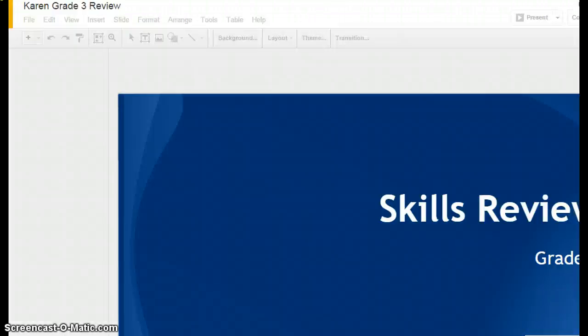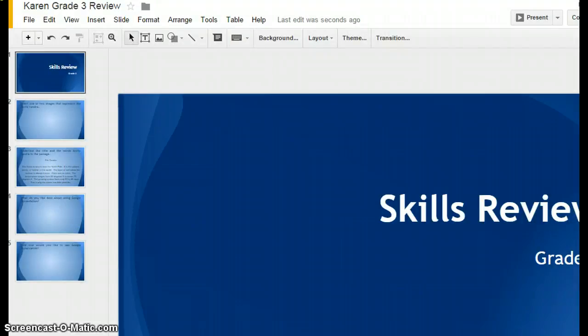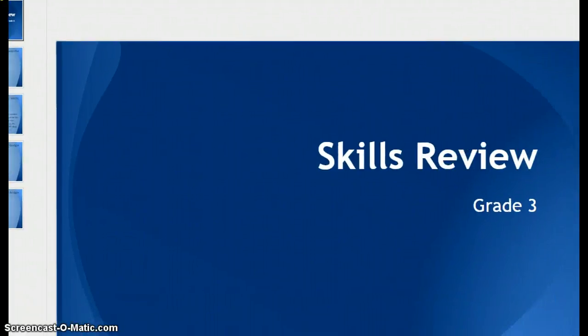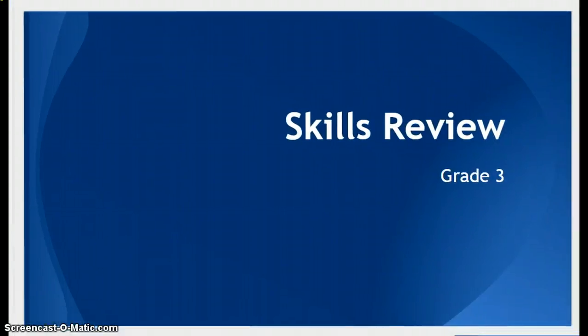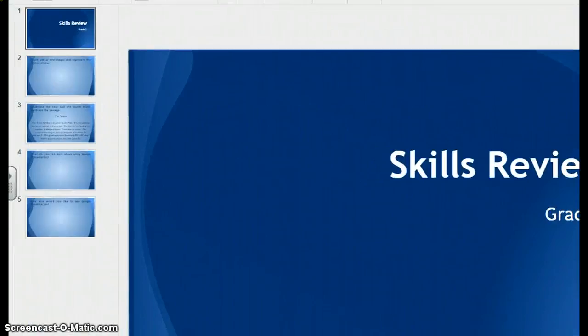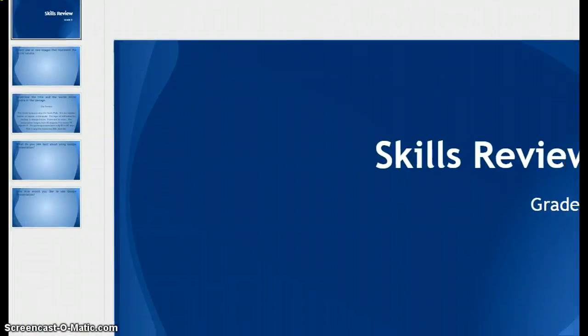Now notice at the top you have another tab that has your name. Next to it is the Grade 3 Review that I would like you to X out, so no one is collaborating or working together in that document. Here is our Skills 3 Review. We have our title page and we have all of our slides.